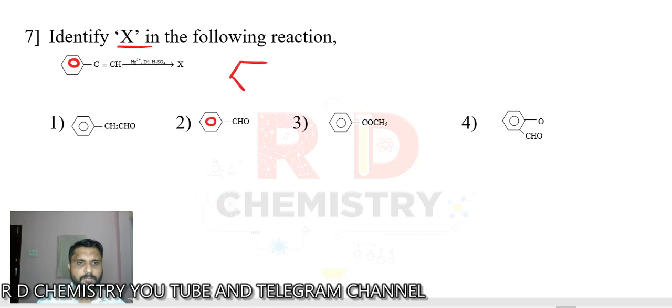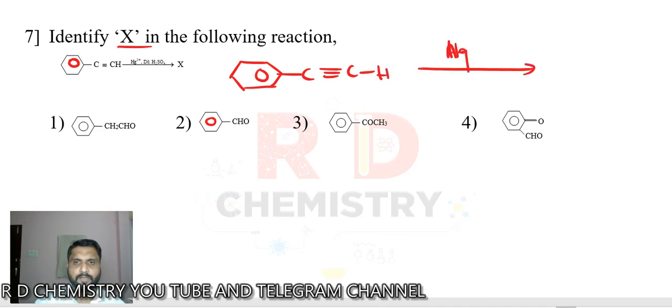So this is not visible much. So let me draw the benzene ring. Then C triple bond CH is there. Then you have to make use of the mercuric ions or mercury sulfate and dilute sulfuric acid. And this reaction is called the Kucherov reaction actually, Kucherov reaction. And this is the hydration of the alkynes.